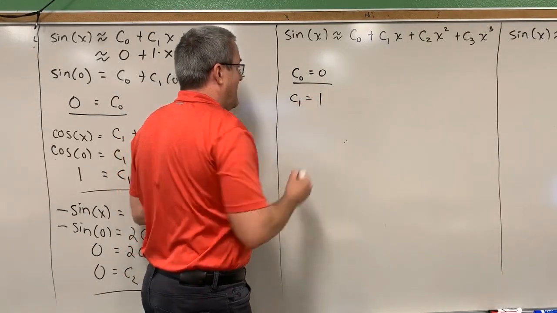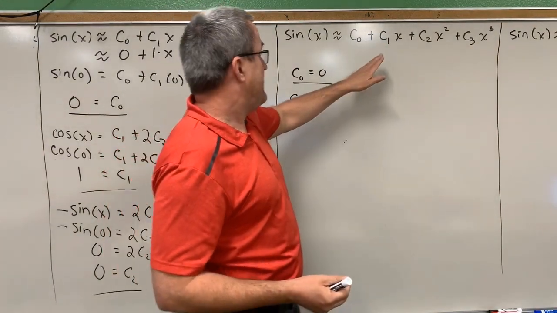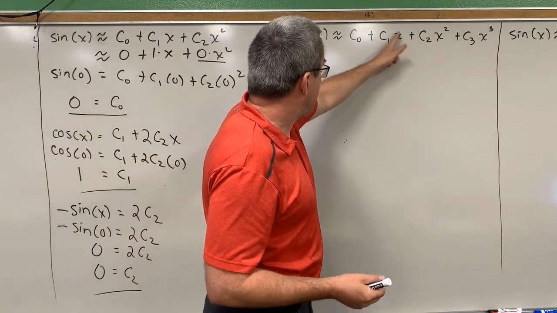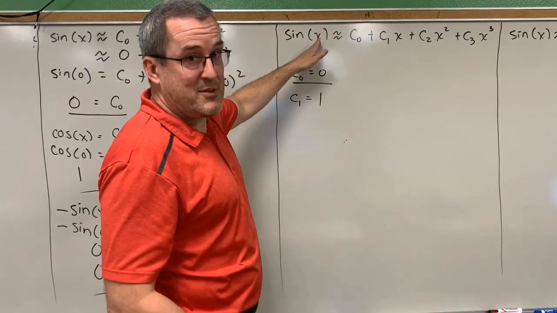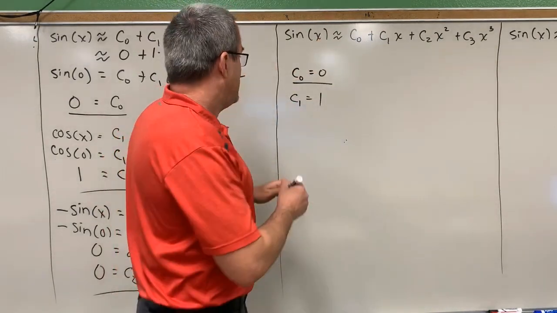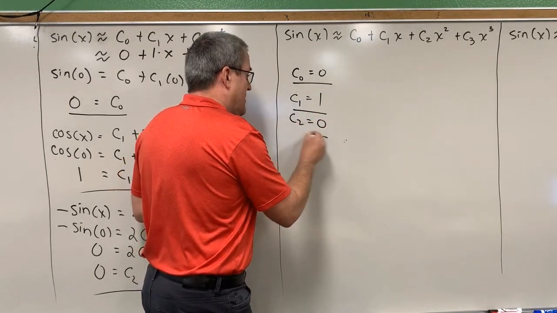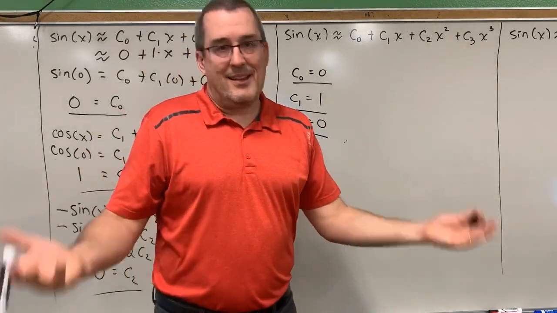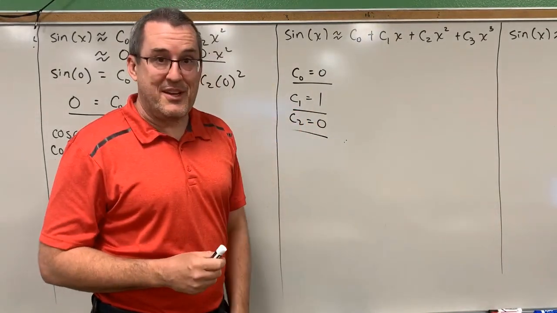C sub 1 will always turn out to be 1. Remember, to get that, we took the first derivative. And on the first derivative, this will be the constant term. And at 0, the derivative of sine was cosine, at 0 was 1. So we know that's going to happen every time. C2 is going to come out to be 0 every time. And so we got to leverage those patterns. Now, let's move on to c sub 3.